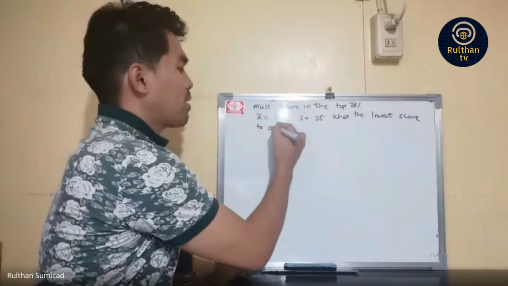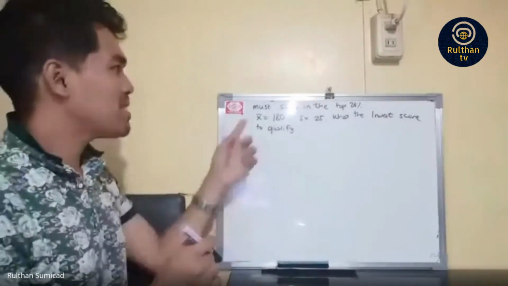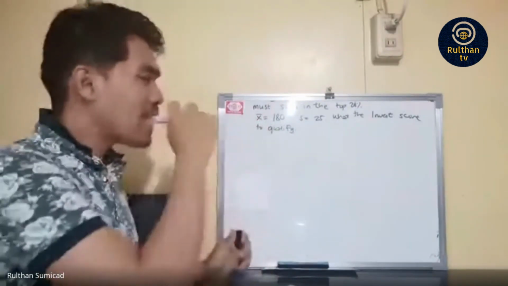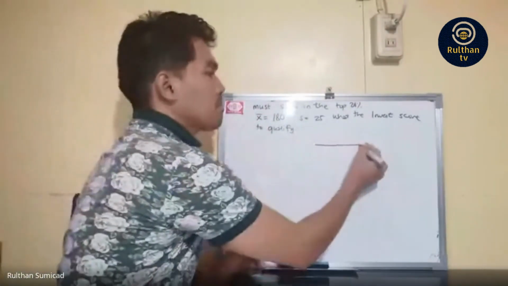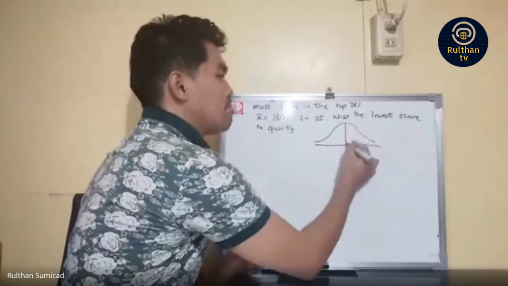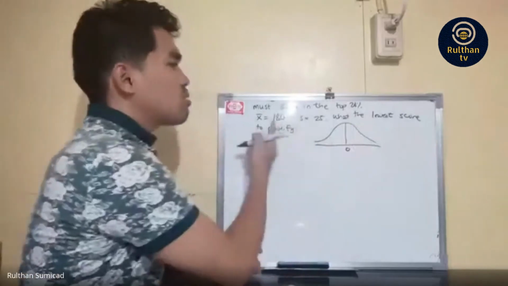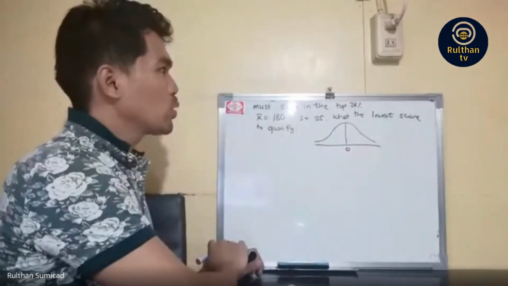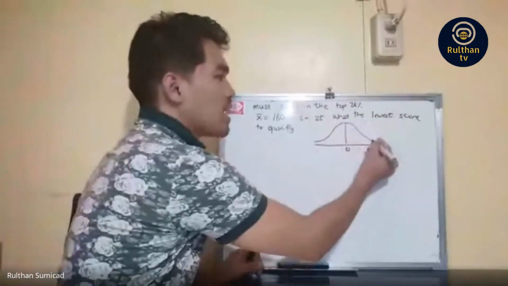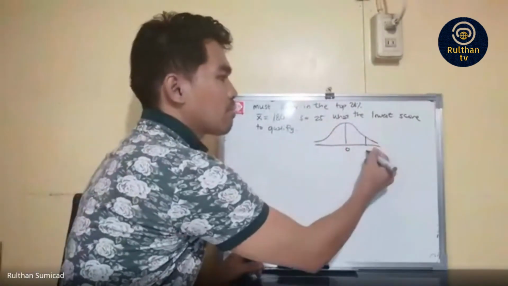to qualify? Now let's analyze the problem. It says that you must score in the top 20%. So in a diagram, for example, this is our diagram. This is the mean, which is 180. You must score in the top 20%. So the top 20% is somewhere here, right?